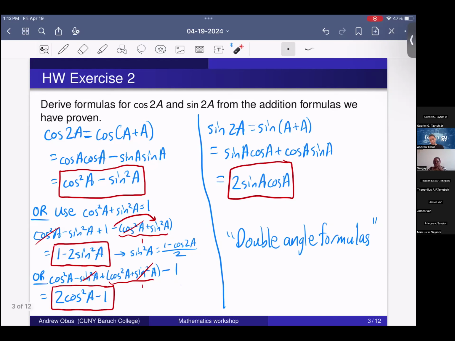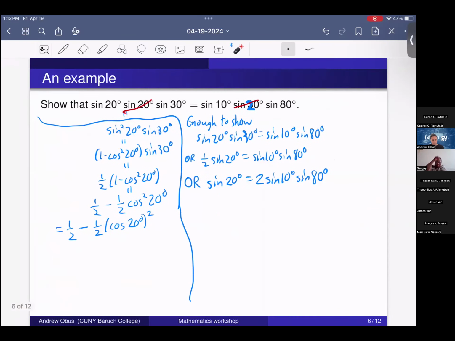Okay, so let's see. So this is going to be equal to 1/2 minus 1/2, 1 minus 2 sine squared of 10 degrees, all squared. Okay. So it will be long, but I think we can get the same result. Okay, well, let's see what happens.